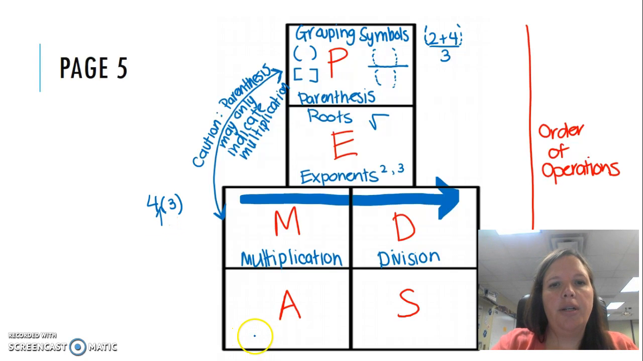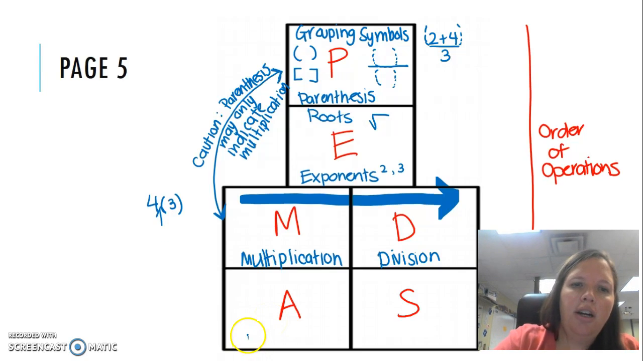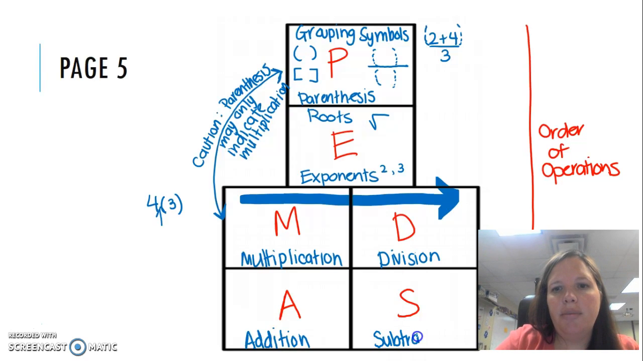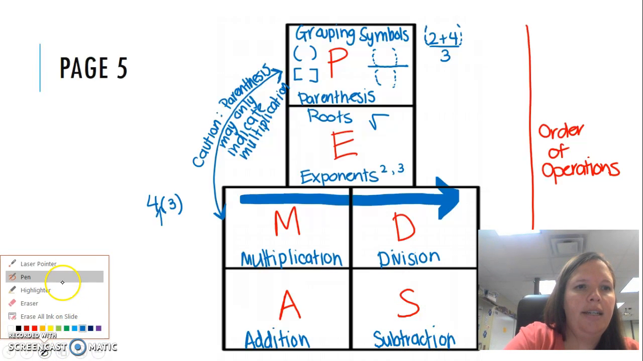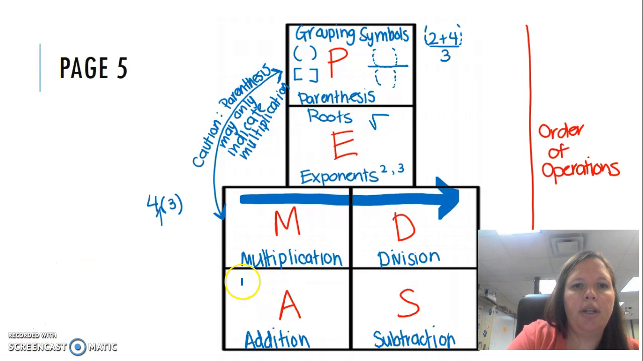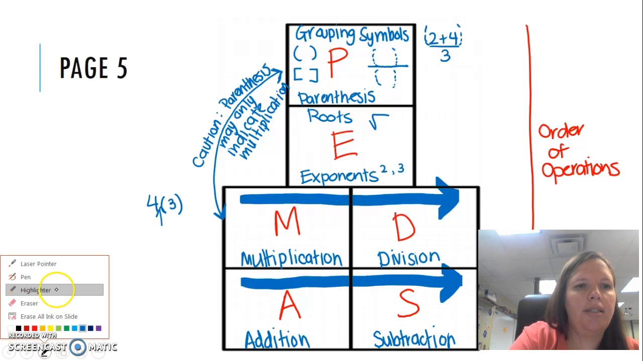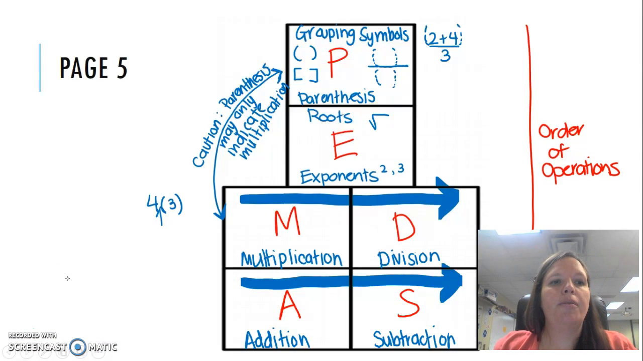But the last priority, once we've finished parentheses, exponents or roots, multiplication, and division, is addition and subtraction. And like multiplication and division, notice they're on the same level. So I'm going to bring my arrow back in, and when it comes to addition and subtraction, again, I'm going to go from the left side to the right side. So let's try a couple of examples.